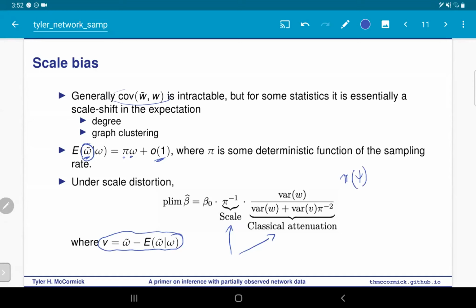But the key thing is that this function is not going to behave in a uniform way. It could expand the coefficient and introduce a positive bias, or further attenuate it and introduce a negative bias. So you have a trade-off between a classical attenuation bias term, which gives you a negative bias in your coefficient, and this function of the sampling rate, which could bias upwards or downwards.